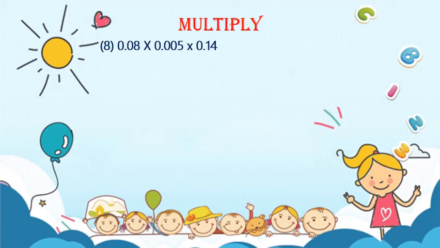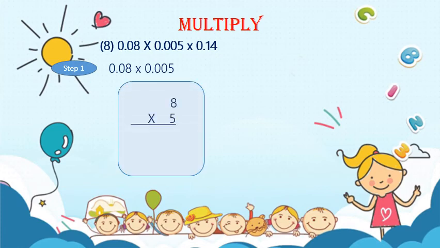Now children, let's come to the next question, which is 0.08 multiplied by 0.005 multiplied by 0.14. So here we are multiplying 3 decimal fractions. So we will multiply them as whole numbers, and in the first step we will multiply the first two decimal fractions, that is 0.08 multiplied by 0.005, right?